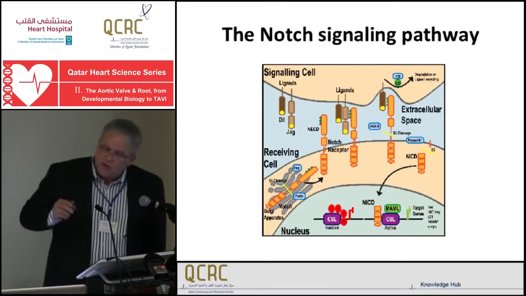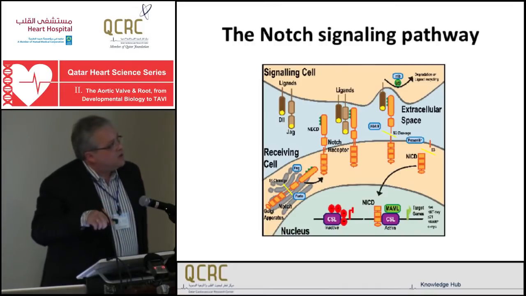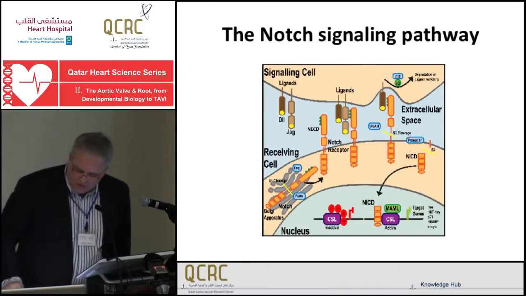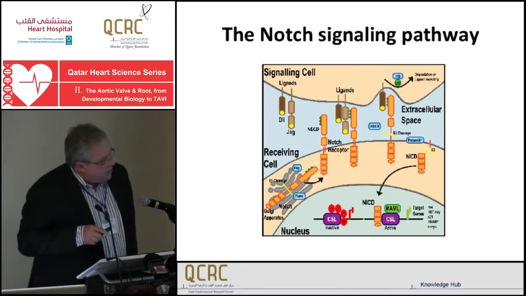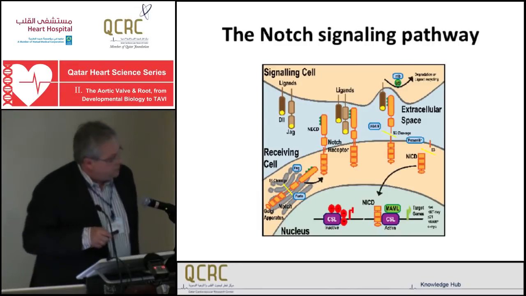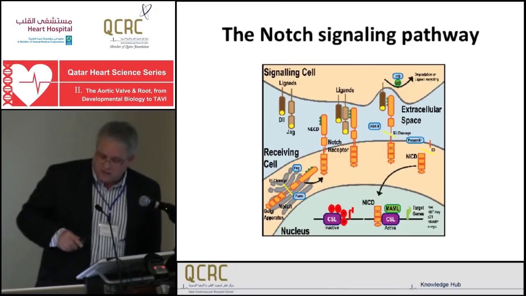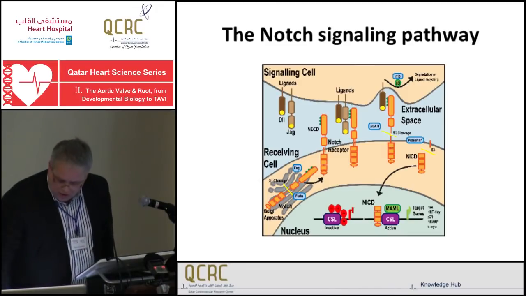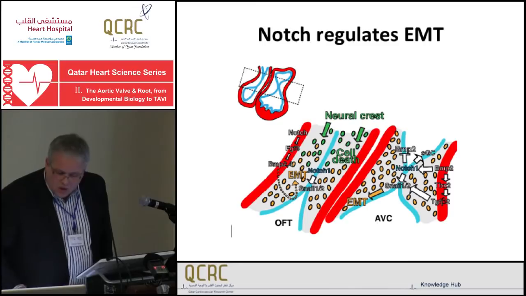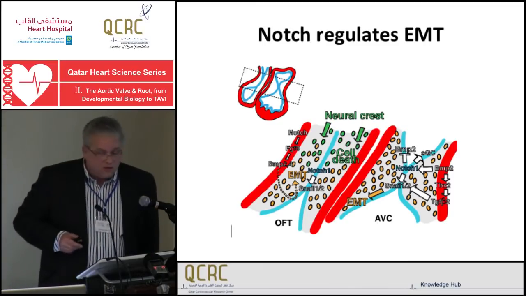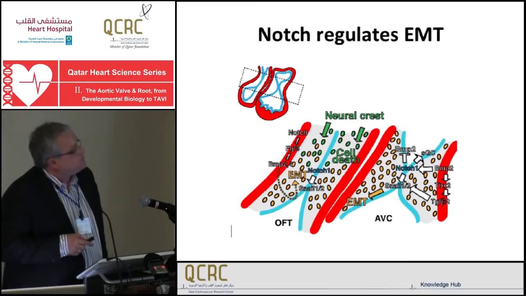So it's in principle rather simple, but as you can see, there are many, many different molecules that have been identified, and many of them are mutated and cause valve defects, at least in mice or in other model organisms. And they have also been implicated in disease by now, in valve disease.